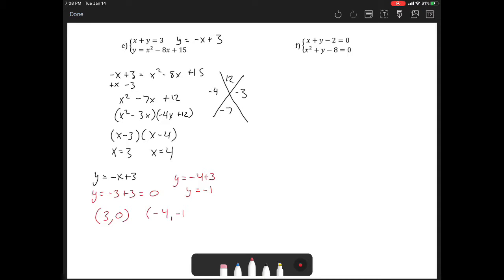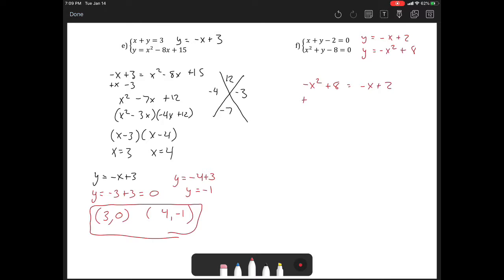And last but not least, we have our f. So I've got to actually change both of these, which means I'll have y equals negative x plus 2, and then I've got y equals negative x squared plus 8. And then I can set them equal to each other. So I'll have negative x squared plus 8 equals negative x plus 2. So I'm going to move over my x squared and my 8, and then I'm going to end up having x squared minus x minus 6.